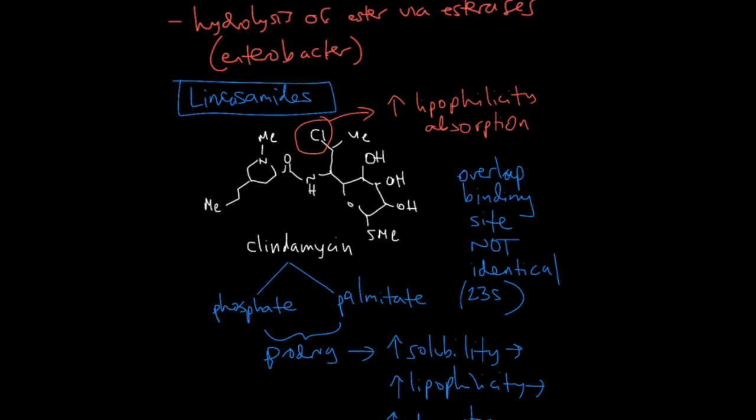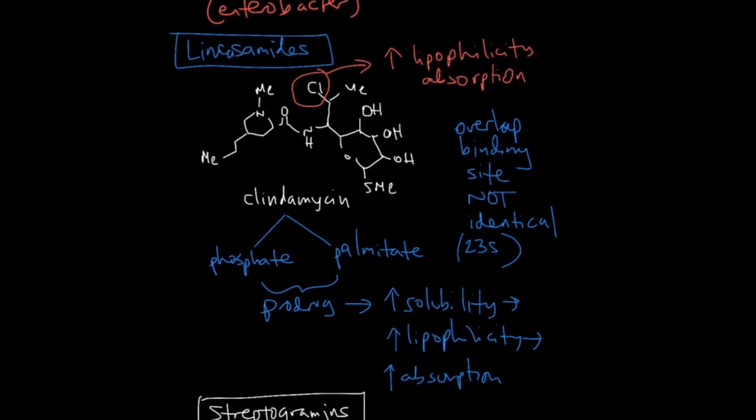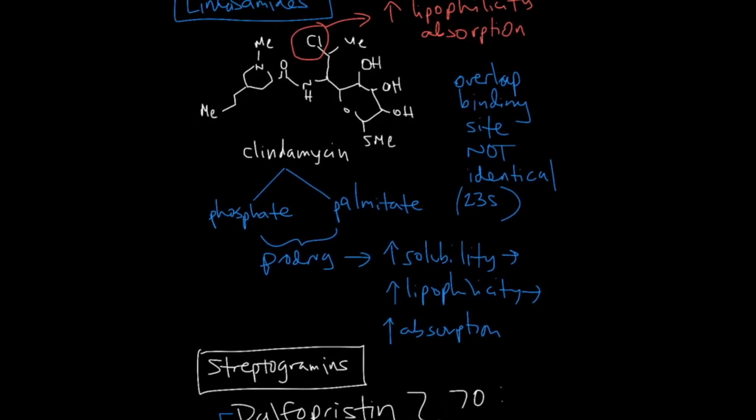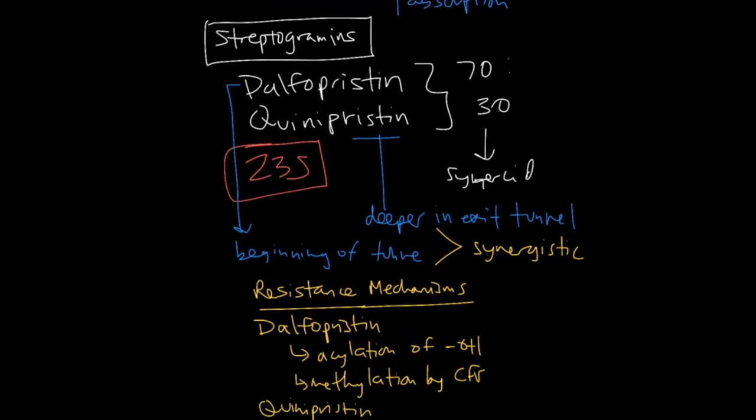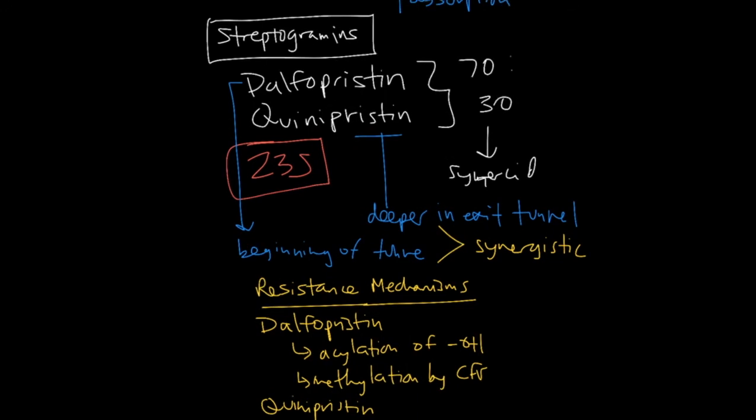Clindamycin has a chlorine group to increase lipophilicity and absorption. It has overlapping binding sites, but not identical binding sites. Clindamycin has 2 prodrugs, clindamycin phosphate and clindamycin palmitate. This increases the solubility and the lipophilicity, which increases the absorption of the drug. Two streptogramins include dalfopristin and quinupristin in the 70-30 ratio to make Synercid.